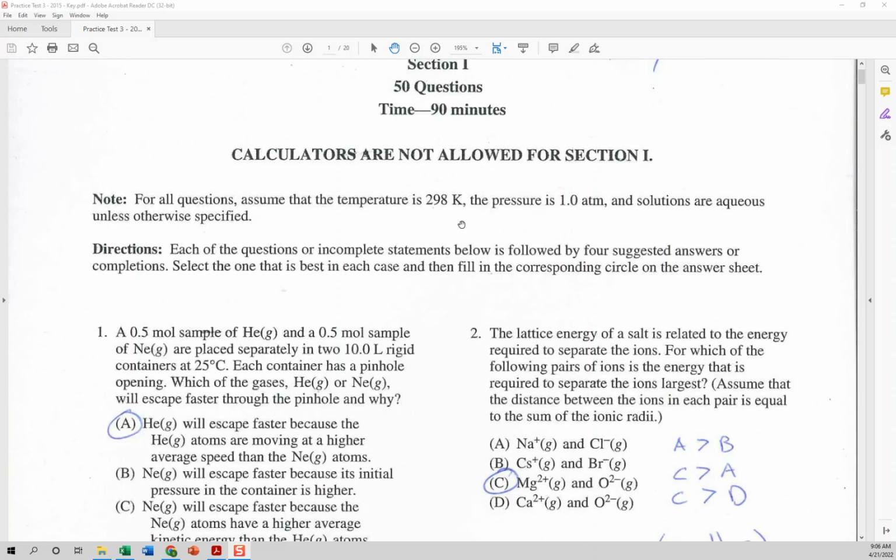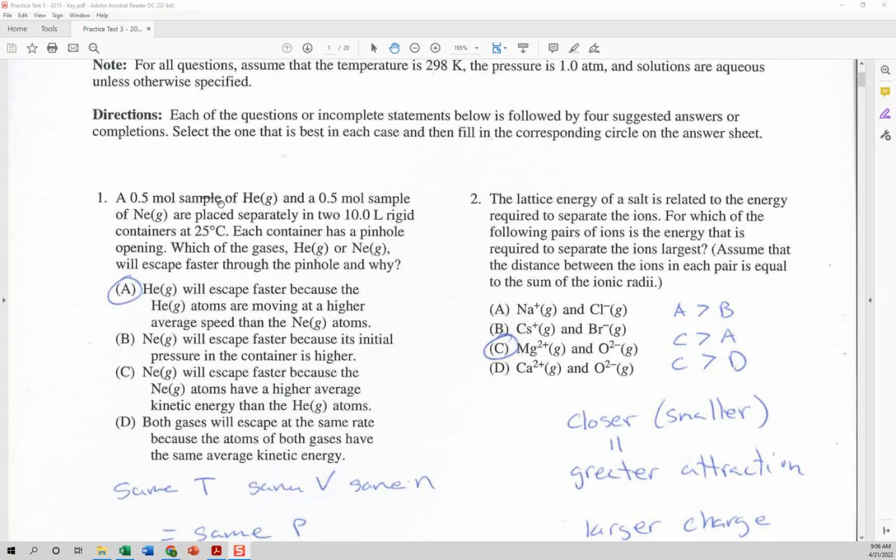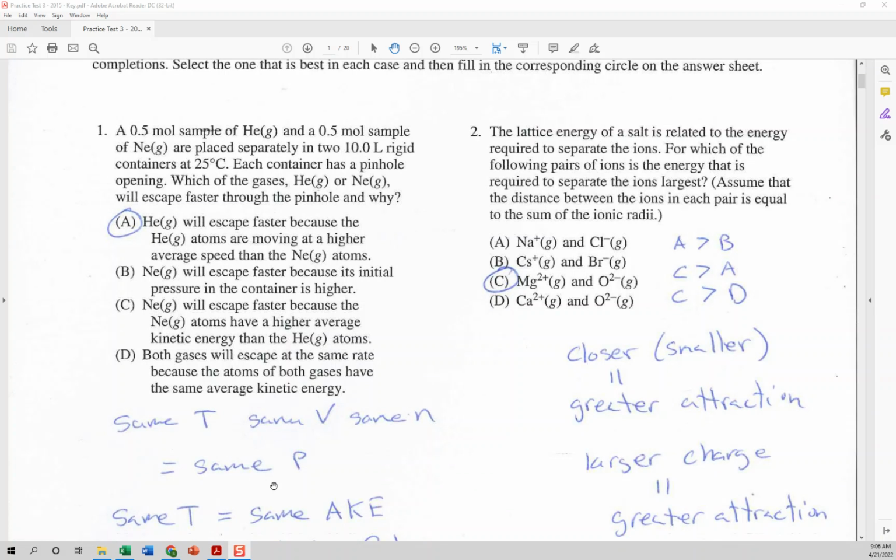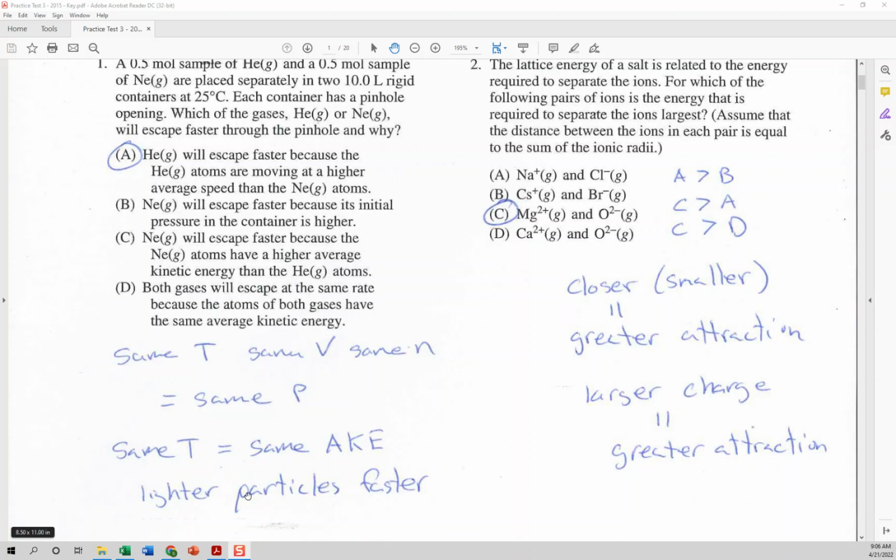All right. So question 1, we got 0.5 moles of He, 0.5 moles of Ne. So we have equal moles of 2 different gases. They're in the same volume of container, same temperature. So that means same pressure. So maybe the question is going to be asking about pressure, but no, okay? What we have to understand is same temperature equals same kinetic energy. That means lighter particles move faster, right?